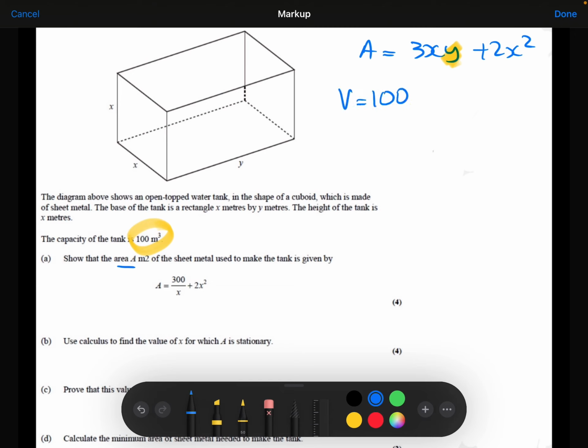The volume is 100. Now I know the volume can be found by doing the area of the cross section, which I'm going to write down as being x squared, multiplied by the length. So the volume of this tank is x squared y. And I'm making that equal to 100 because we were told the capacity was 100. I can now divide both sides by x squared, and I found that y could be replaced with 100 over x squared.